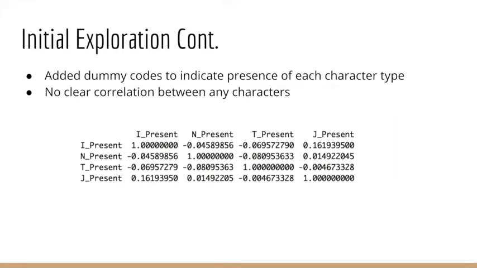I also decided to add dummy codes for the presence of each letter. Basically, the way these work is you either have an I or an E as the first one, an N or an S as the second one, a T or an F as the third one, and a J or a P as the very last one. So it's an either-or situation. I wanted to see if there was a prevalence between any of these characters, and it didn't look like there was an overwhelming correlation between any of them. The most correlated would be J and I, but at 0.16, it's very low, so I wasn't inclined to say that any correlation screamed out at me or needed to be accounted for.